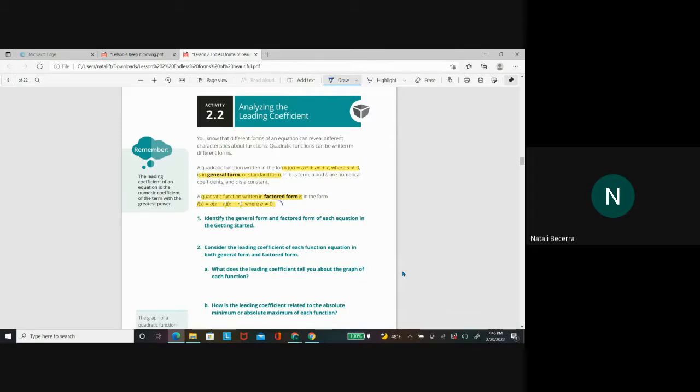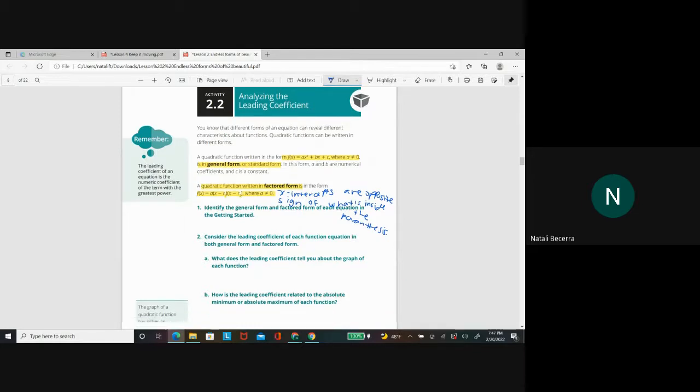So the x-intercepts are the opposite sign of what's inside the parentheses. Okay, and if that doesn't make sense, it will in a little bit, I promise. We'll work some examples out. All right.